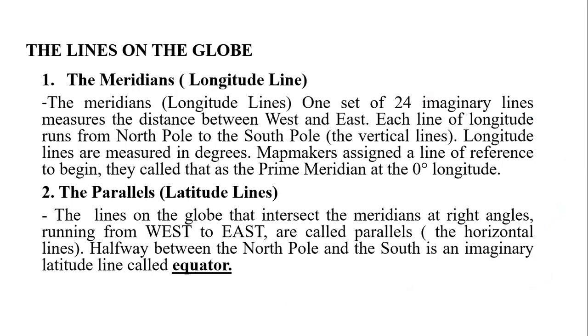Okay, the lines on the globe. First is the meridians or longitude lines. The meridians or longitude lines, one set of 24 imaginary lines, measure the distance between west and east. Since a circle has 360 degrees, from the prime meridian to the west is 180 degrees, and from the prime meridian to the east is also 180 degrees. To reach the 180 degrees, you also need to reach the international date line that separates the eastern world to the western world.